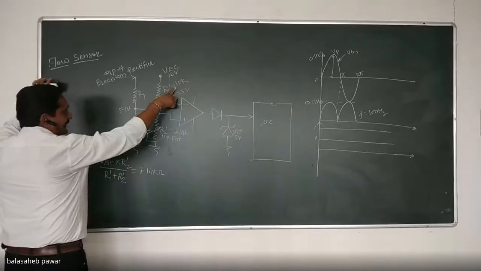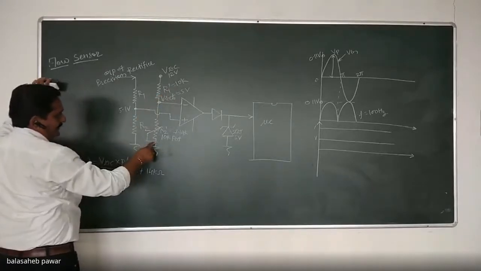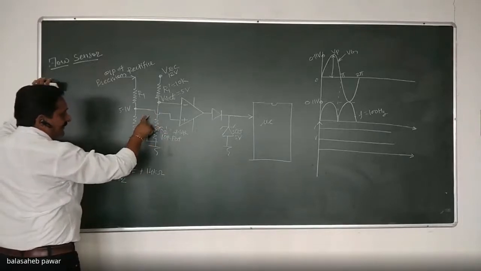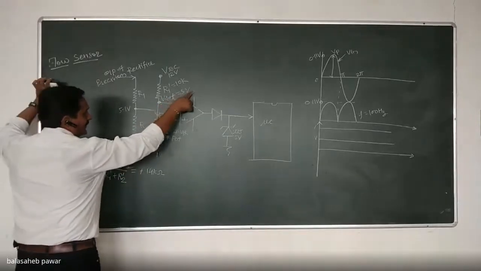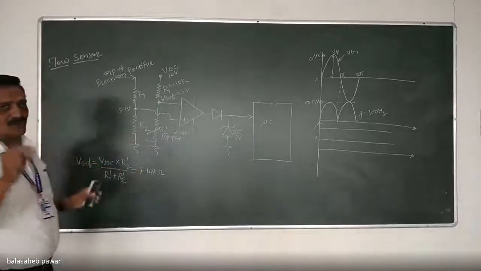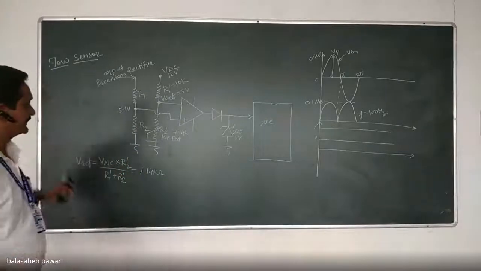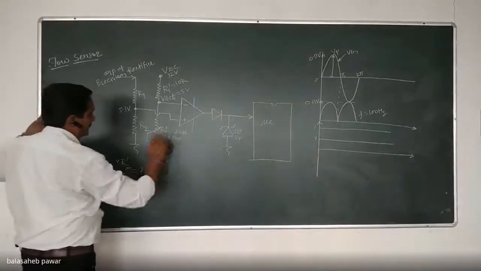We'll take that 10K, we'll connect one voltmeter across this potentiometer, and we'll move that wiper in such a way that the DMM reads the voltage as 5 volts, and later on we will lock that wiper terminal. So select the potentiometer of 10 kilo ohm.